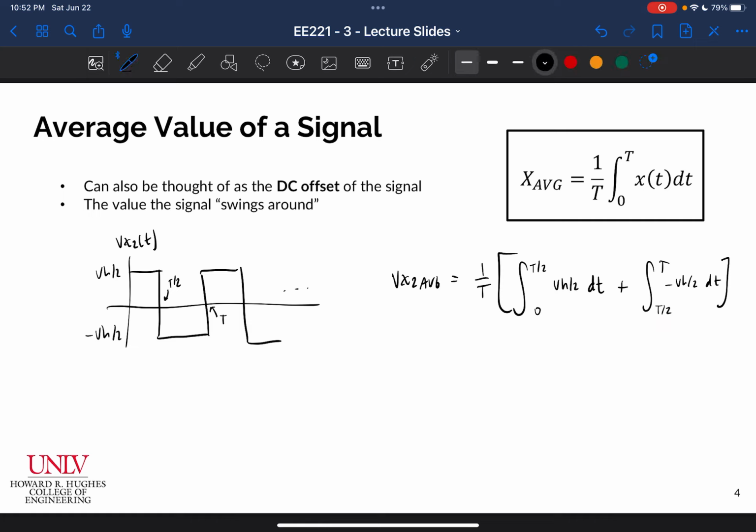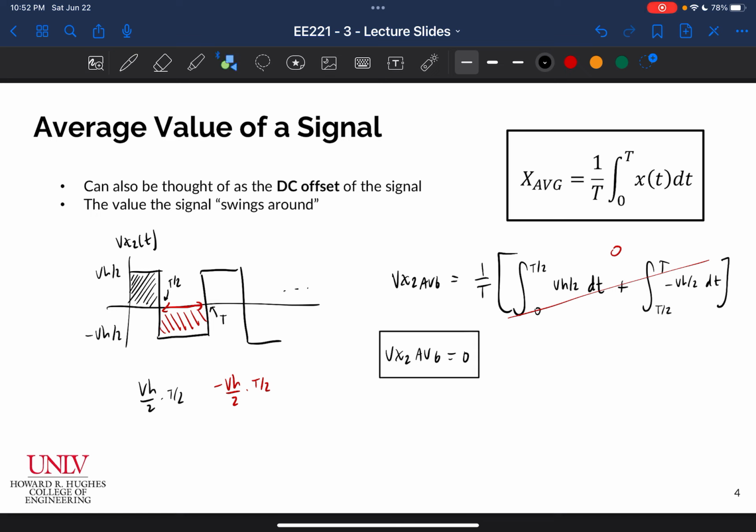What's going to happen is this positive area is going to be some value. What is it going to be? It's VH over 2 times T over 2. And the second area here is going to be minus VH over 2 times T over 2, because it's just T minus T over 2. That's the distance here. We're taking the areas. Since the areas cancel, this entire integral goes to 0, and that means the average value of Vx2 is 0.